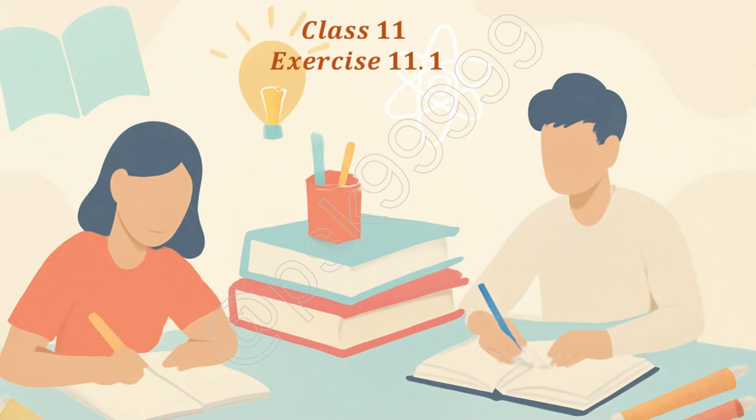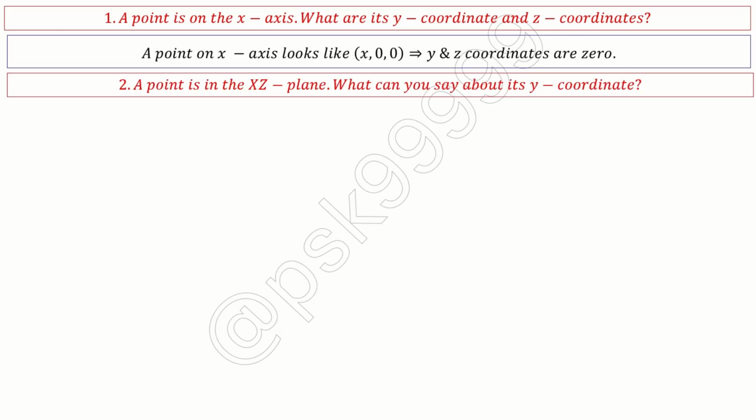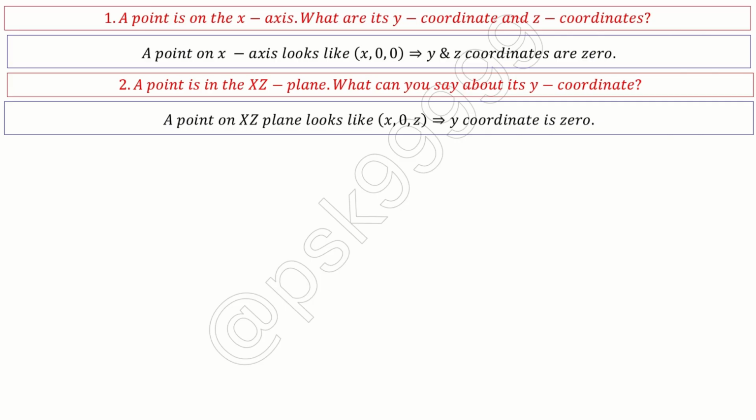Now let's do exercise 11.1. A point is on the x-axis. What are its y and z coordinates? We know if a point is on the x-axis, y and z are 0 and 0. A point is on the ZY plane, what can we say about its coordinates? If the point is on the XZ plane, then its y coordinate is definitely 0.